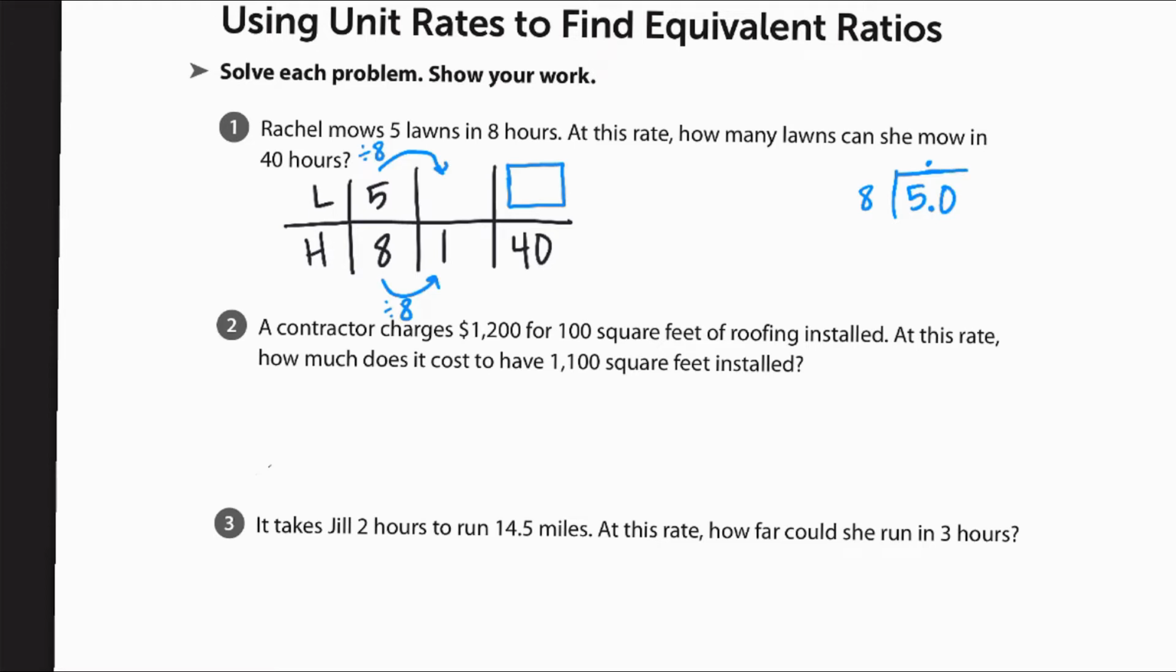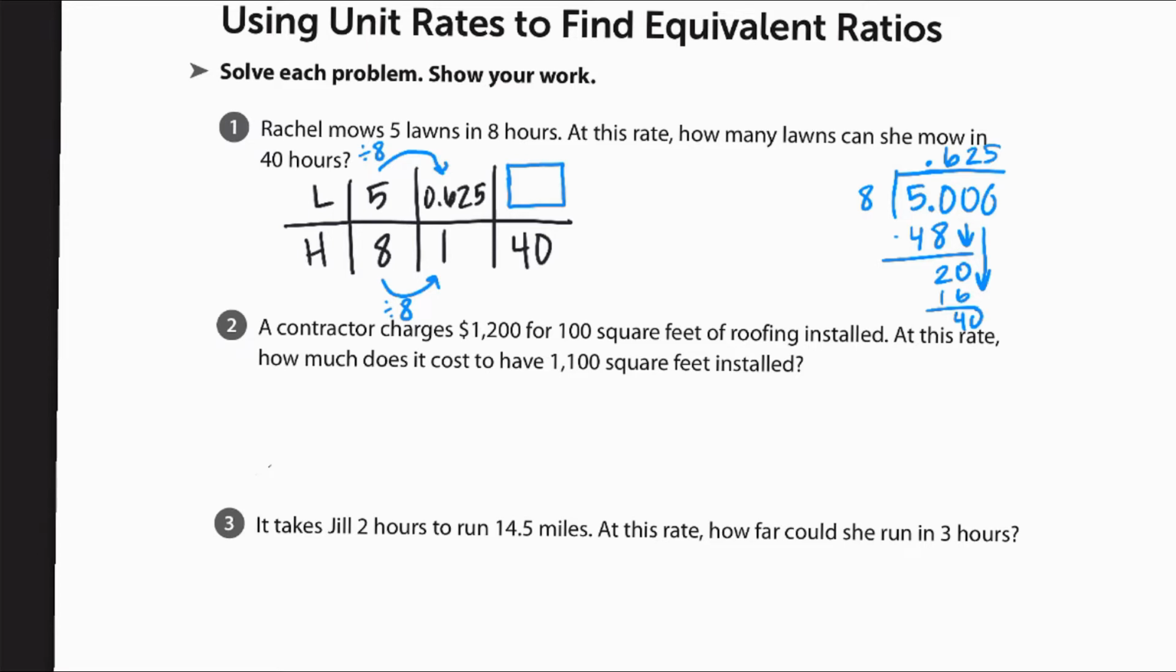8 goes into 50 6 times. 48, 2 remaining, annex another 0. 8 goes into 20 2 times. 16, 4, annex another 0. 8 goes into 40 5 times. So we end up knowing that she can do 0.625 lawns per hour.